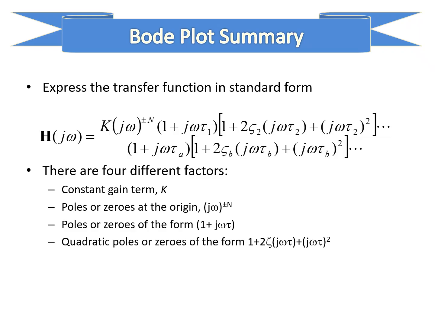And express the transfer function in the standard form. This is in standard form, and as we have changed with j omega, there are four different vectors: constant gain k term, and then pole or zero at the origin, and then pole or zero of the form 1 plus j omega tau, and then quadratic pole or zero of the form 1 plus 2 zeta j omega tau plus (j omega tau) squared. This is the four different vectors.